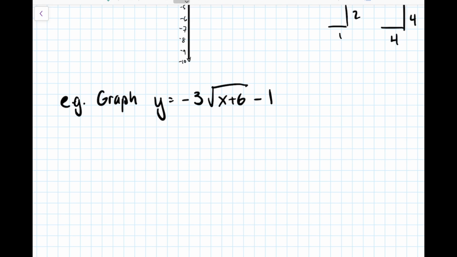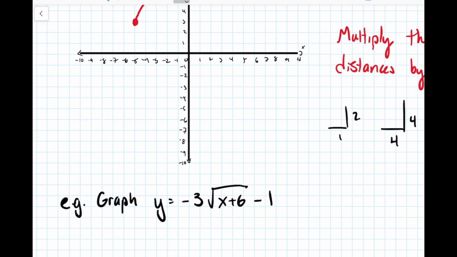All right, so our starting point on this graph is at (-6, -1), right there. Our a value is -3, so if you think back to when we were doing parabolas, remember that negative flipped your graph upside down, and that's still going to hold true here. So instead of going over 1 and up 1, we're going to go over 1 and down 3. Then we're going to go over 4, and instead of going down 2, we're going to go down 6. And then we're going to go over 9, and we're going to go down 9. It's going to put me right down there.